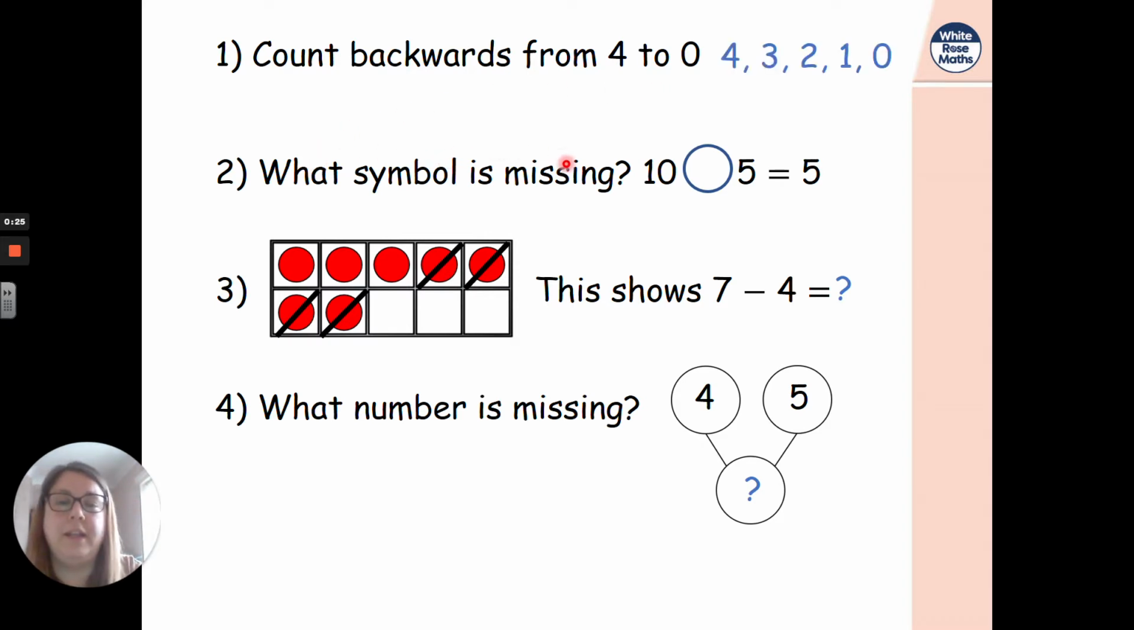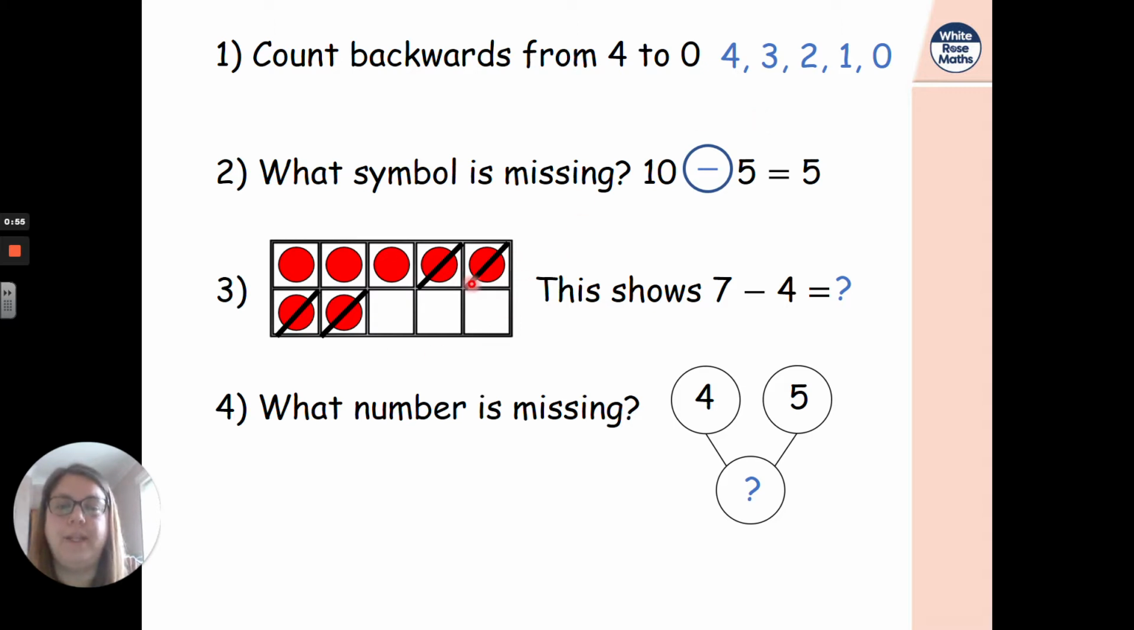What symbol is missing? So what goes here is addition or subtraction, an add or a minus, a take away. 10 something 5 equals 5. So if we had 10 add 5, does it equal 5? Or if we do 10 take away 5, does it equal 5? So remember, if we add, the number gets bigger. If we take away, the number gets smaller. So that's a bit of a clue. It is subtraction. Well done.